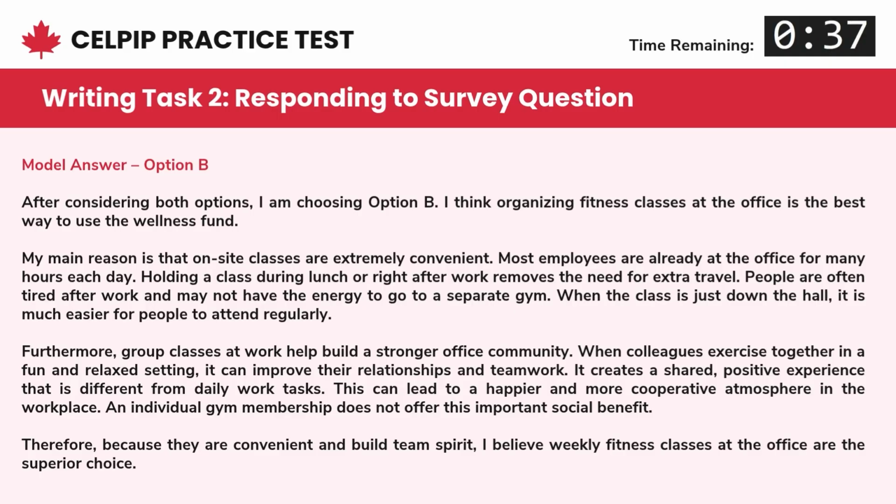Notice the use of good connecting words like furthermore and therefore. These words help guide the reader through the writer's arguments smoothly. The vocabulary is accessible, and the two B2 level stretch words, convenient and community, are used effectively to enhance the main points. They show a stronger command of English without sounding unnatural.